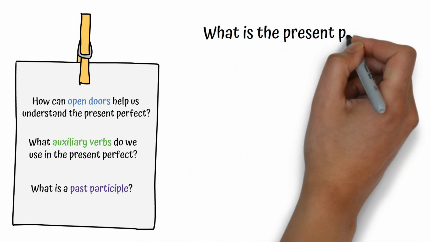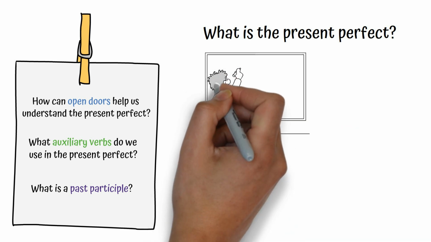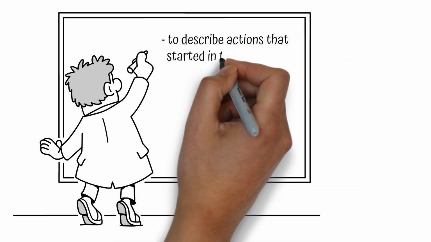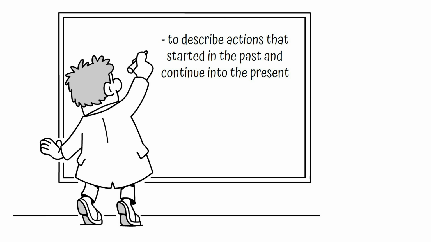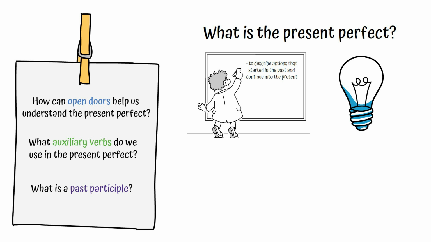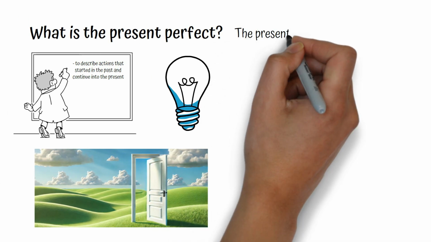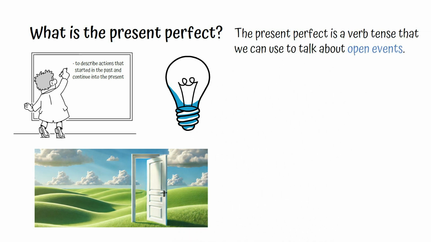What is the present perfect? Different teachers and books may define the present perfect in different ways. For example, to describe actions that started in the past and continue into the present. This is a typical use of the present perfect. However, for this lesson, we will focus on a simple idea. Open doors. The present perfect is a verb tense that we can use to talk about open events.